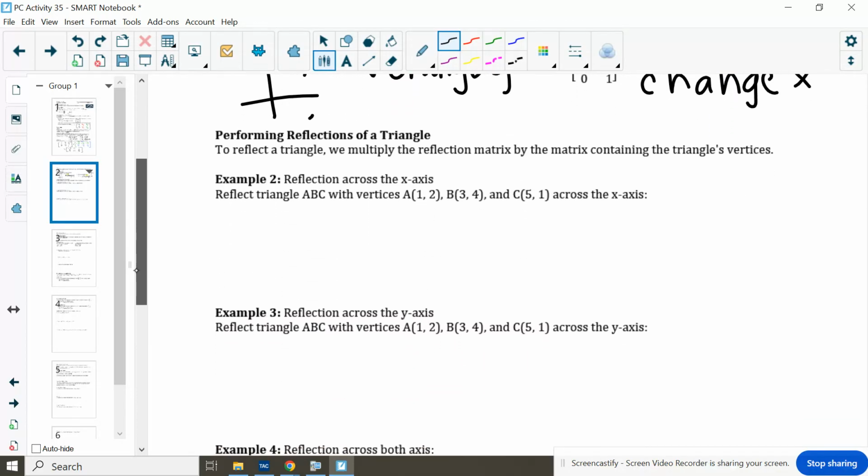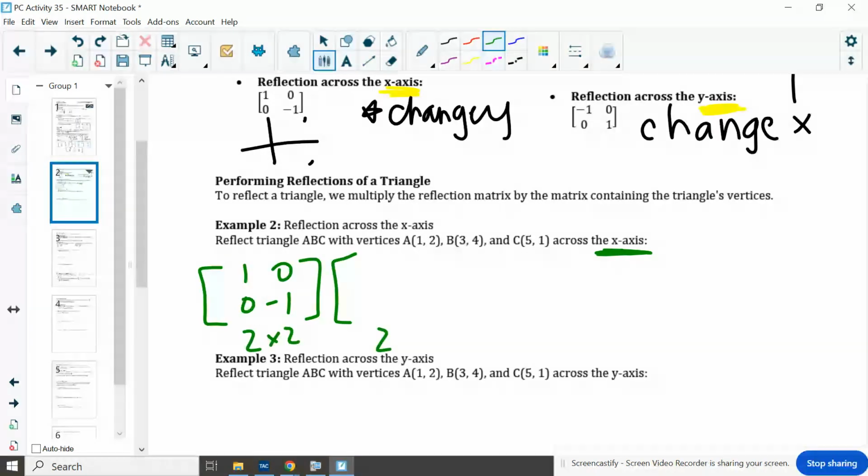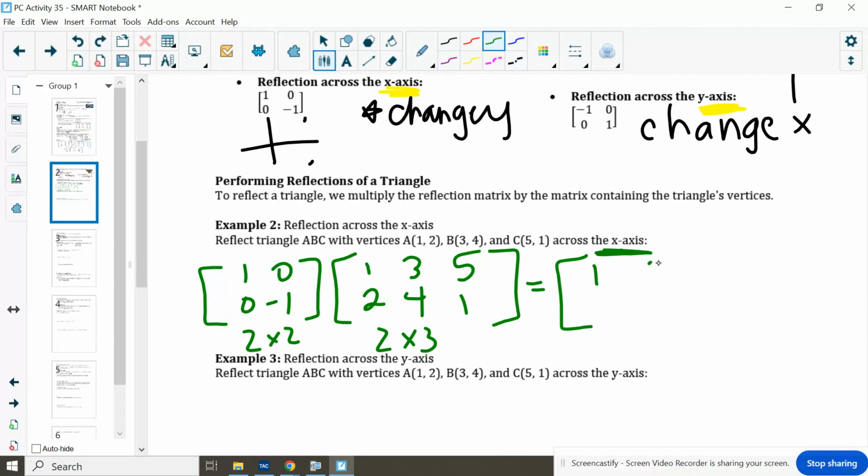So when we perform these, we want to each time take our matrix that we would be reflecting, in this case, the x-axis. This would come first, so that the operation could actually exist, because this is a 2 by 2, and we have our 2 by 3 matrix, that column matrix, so 1, 2, 3, 4, 5, 1, and when we multiply these, what ends up happening is, again, we end up changing that y value as we go through, becomes 1, 3, 5, -2, -4, -1.